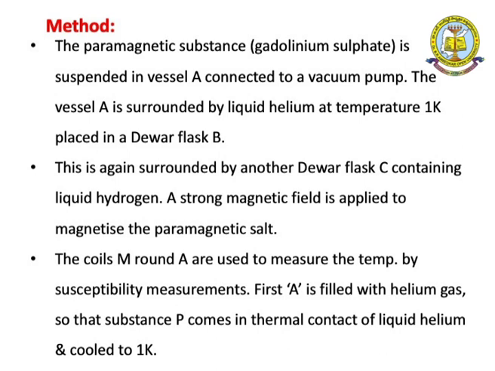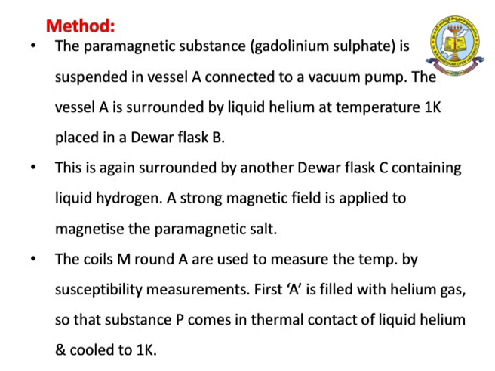The vessel A is surrounded by liquid helium. What is the temperature of the liquid helium? Minus 268.8 degrees centigrade, that is 1 Kelvin, placed in Dewar flask capital B, where you can collect this liquefied gas. This is again surrounded by another Dewar flask, capital C, which contains liquid hydrogen. A strong magnetic field is applied to magnetize the paramagnetic salt.